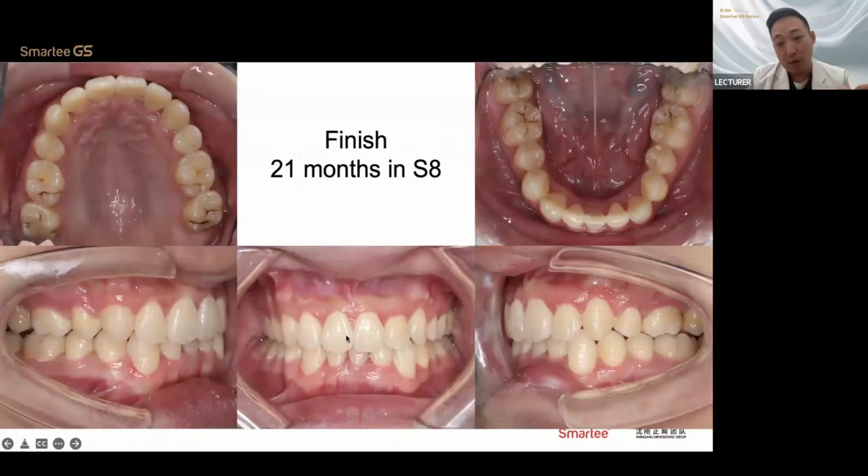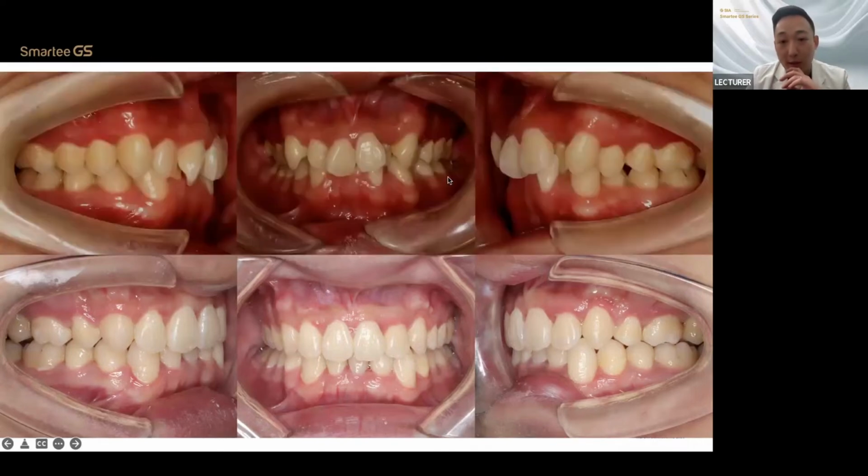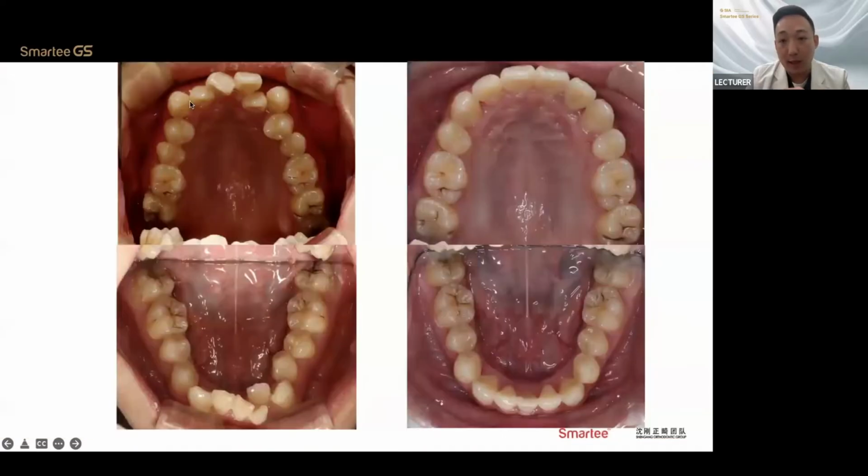The deep overbite problem is solved, and there is a class 1 canine relationship and a class 2 molar relationship, because two premolars are extracted in the upper dentition. So at the end of the treatment, the molar is class 2 relationship here. And you can see from the very beginning, the crowding problem is solved and the deep bite problem is solved, and the occlusion relationship is very good. And you can see we also do the expansion of the upper dentition here.